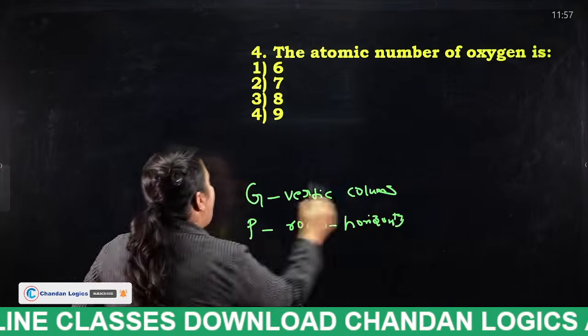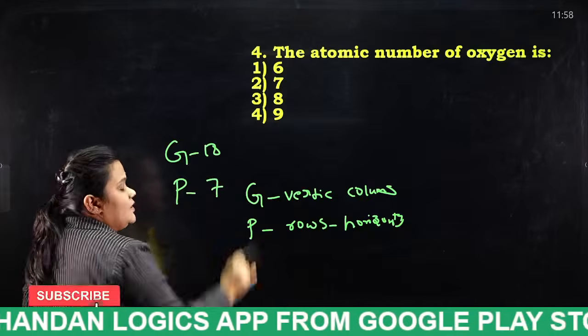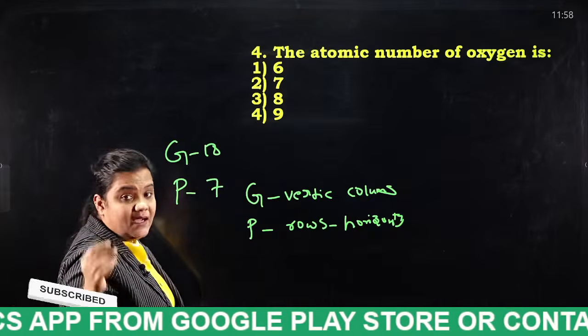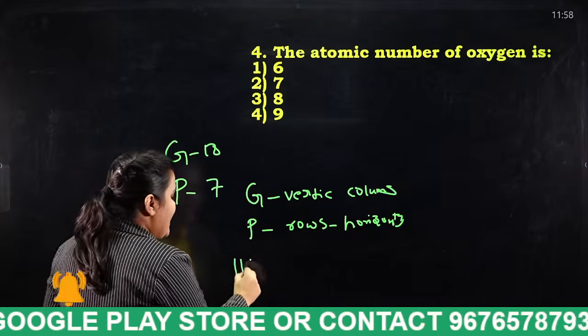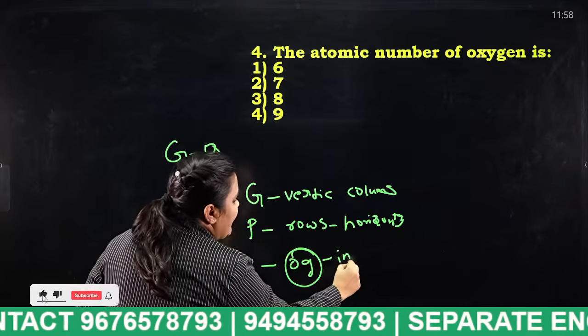Okay, in total how many groups do we have? 18 groups, and 7 periods. So in total how many elements do we have? 118, and the last element is Og, which is considered an inert gas.